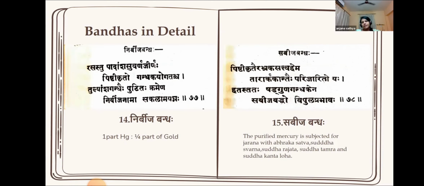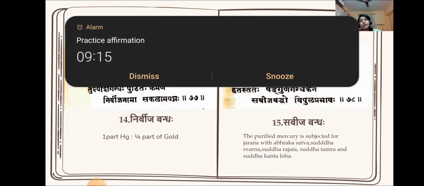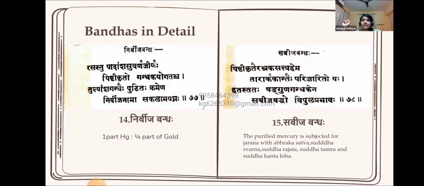Okay. So we have covered the bandha which is classified based on the amount of Abhraga Sattva. That is Bala, Kumara, Taruna, Vruddha, which is very easy to remember also. Okay, next bandha is according to the amount of gold added to the Parada for different kinds of processes.